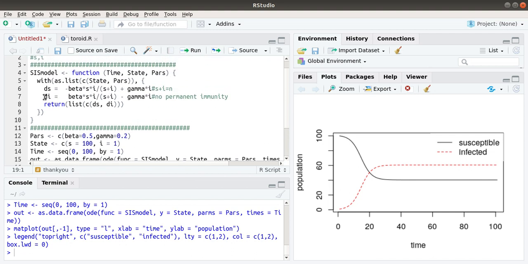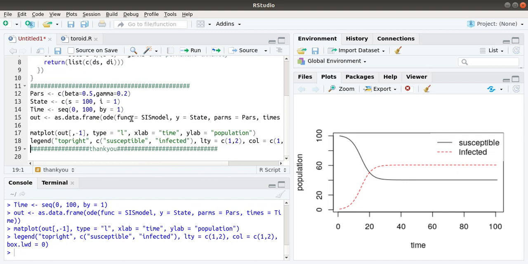But in the case of permanent immunity, like chickenpox or smallpox, we should consider the recovered fraction also along with this equation, and all the infected people go to the recovered fraction so that they won't be susceptible again. So this is the main difference between the SIS model and the SIR model. In SIS, the recovered people go again to the susceptible part. Thank you.